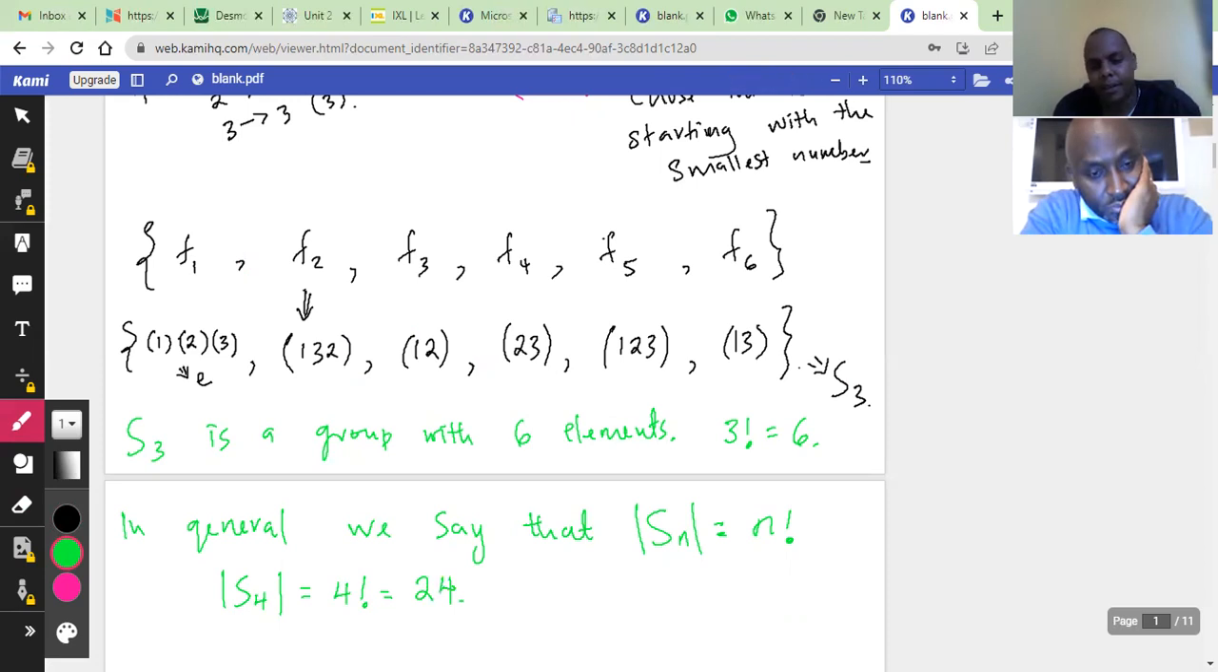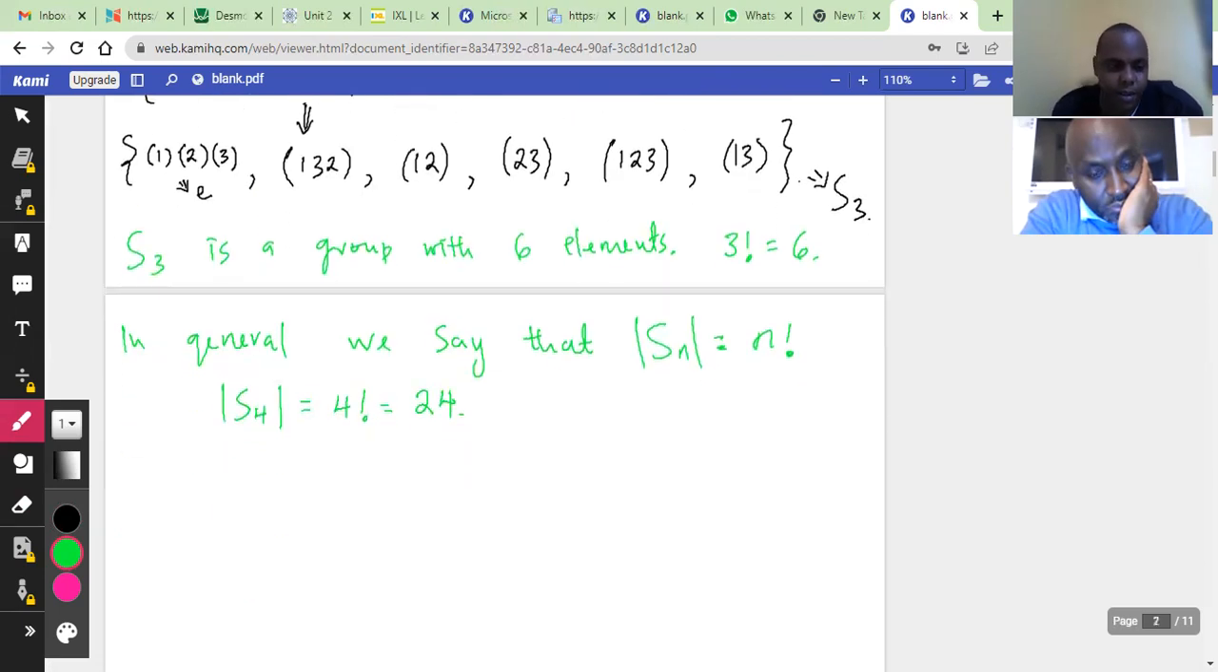All right. Next, some few definitions. Definition one.